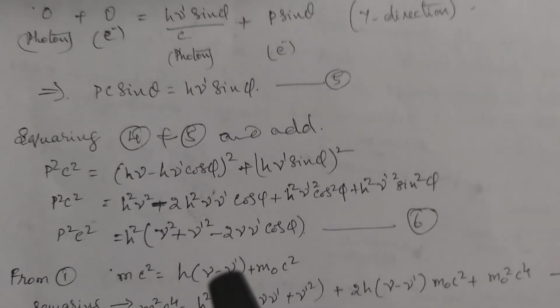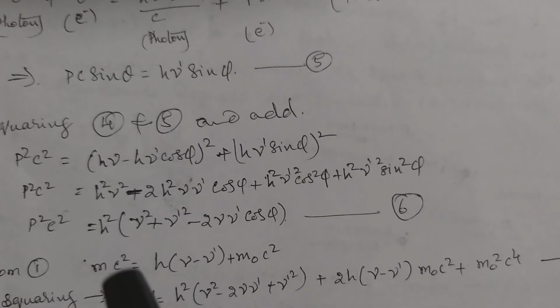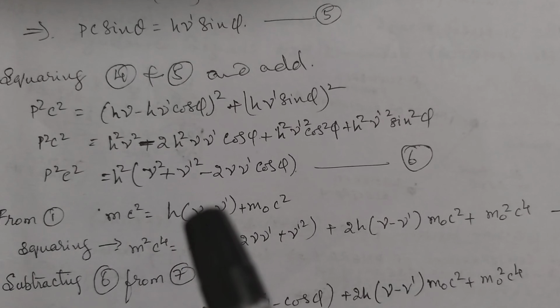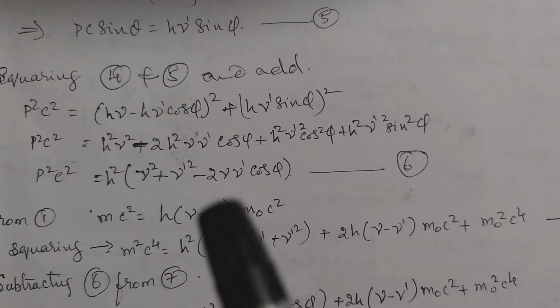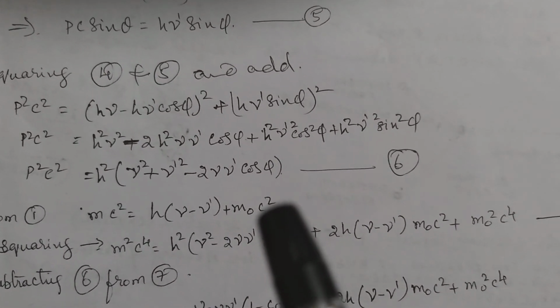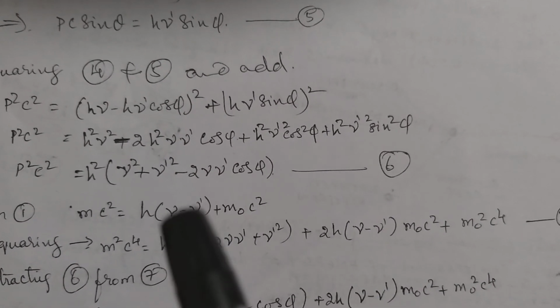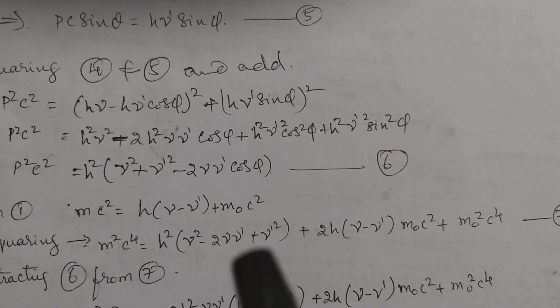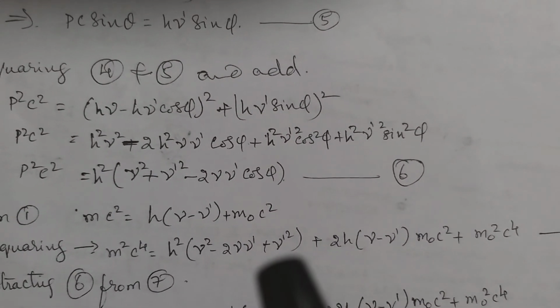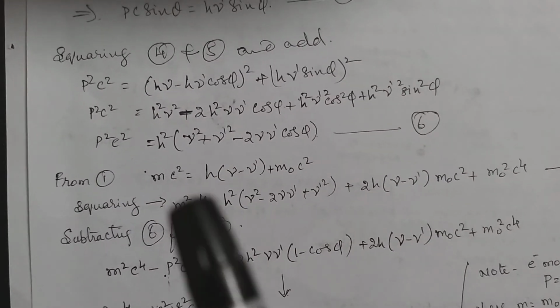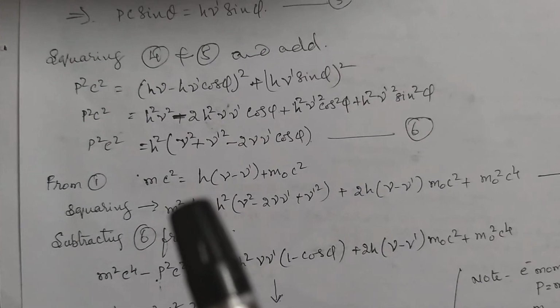Now from equation 1, if you see, mc square is equal to h into nu minus nu dash. That also if you square, you will get a plus b whole square. So a square plus 2ab plus b square. So that is what is written here. In a square, you will have nu minus nu dashed whole square. So nu square minus 2 nu nu dash plus nu dash square will come in this bracket. So simplifying this equation, you can do it yourself separately.